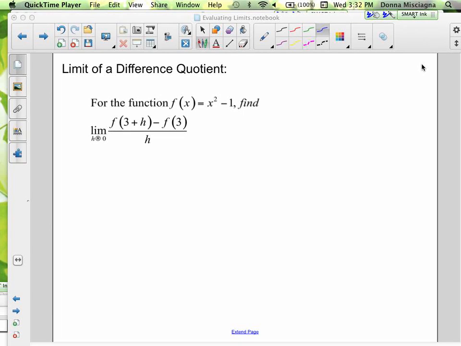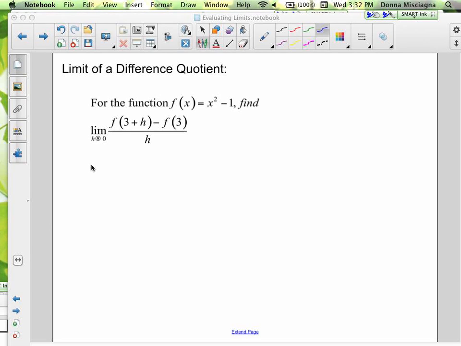Right? So we have the function f of x equals x squared minus 1. We want to find the limit of f of 3 plus h minus f of 3 as h approaches 0. Right? So now we need to replace the f in this one with the function f of x, and this is a composite function. That means everywhere we see an x, we're going to be plugging in whatever's in the parentheses there, a 3 plus h or a 3.